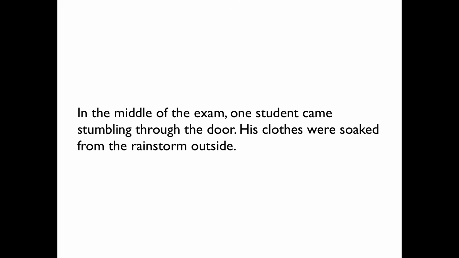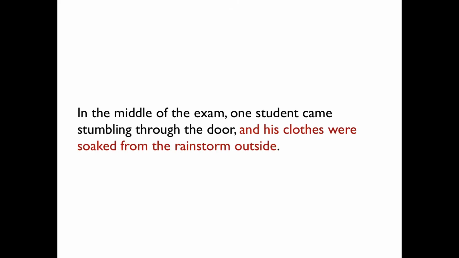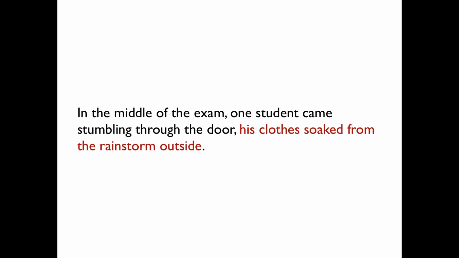Okay, as with other sentence combining activities, you could have done this in many different ways. You could have, for example, put an and then had an independent clause like his clothes were soaked from the rainstorm outside. That's an easy way to do it. Just throw a coordinating conjunction in there and throw the two together. But take a look at this option. His clothes soaked from the rainstorm outside.